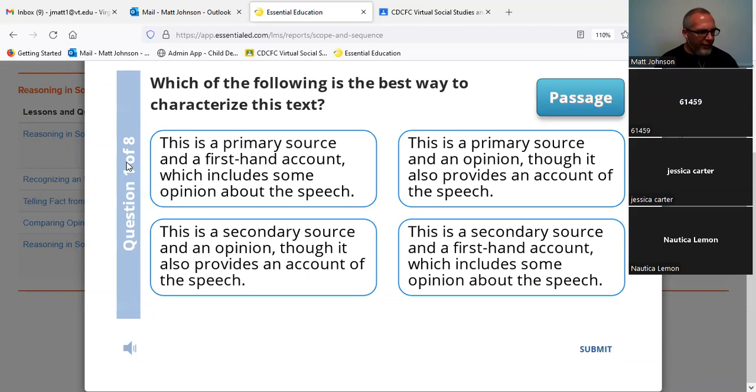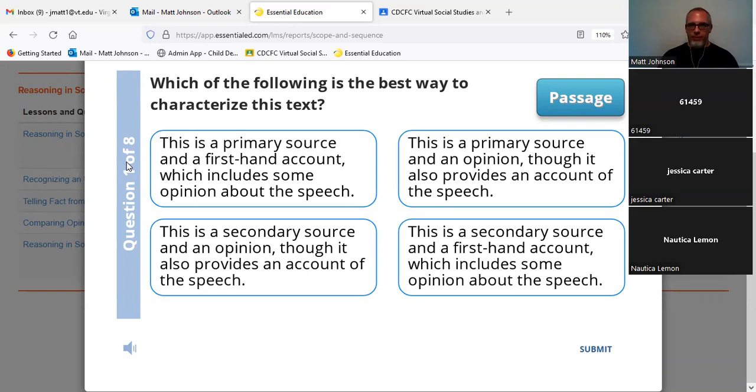Okay, so after that, what do we have? It is a firsthand account, which actually includes some opinion about the speech. Okay, so firsthand account, generally a primary source, right? Those are related. If it's a firsthand account, it means that person was at that event. So it's a primary source happening in that day and age. And it is opinionated, right?